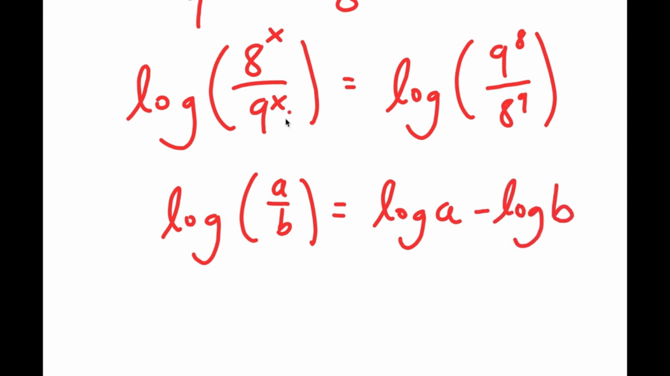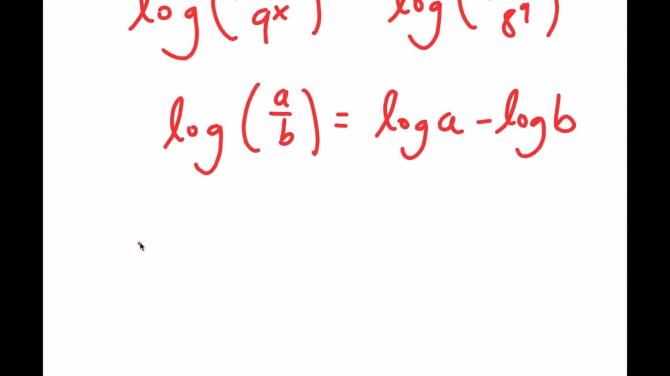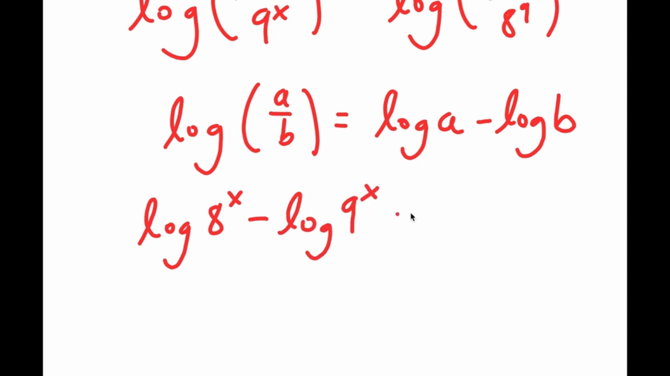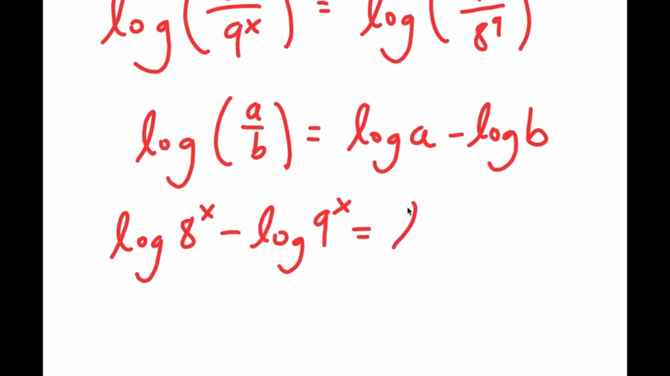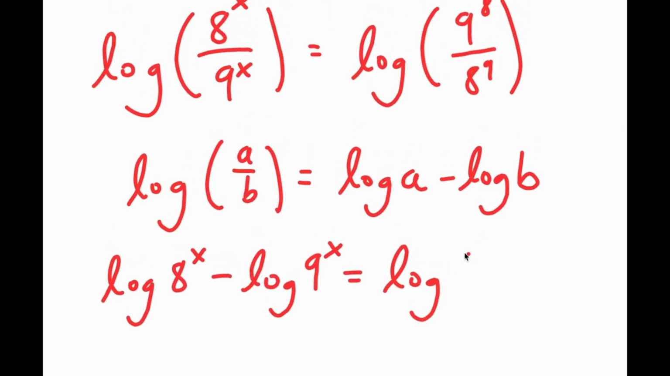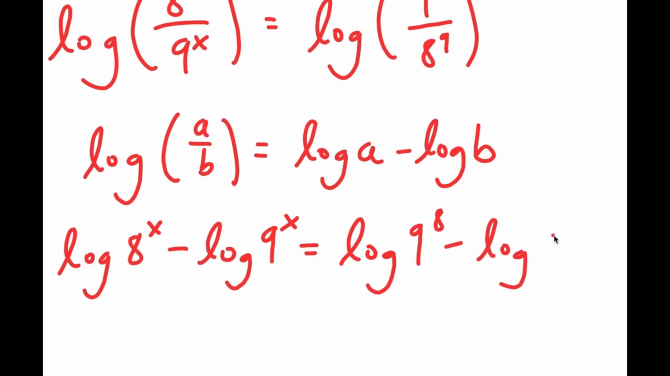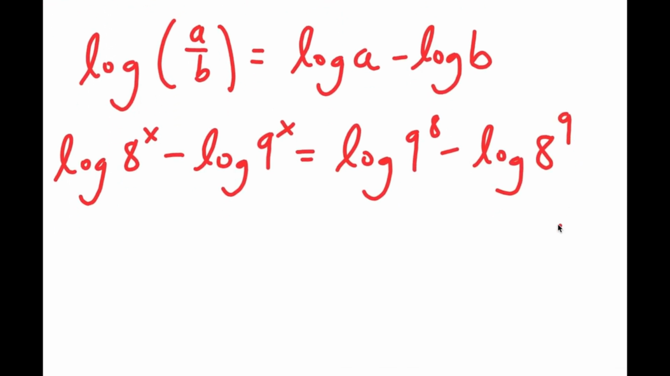So log 8 to the power of x over 9 to the power of x is going to equal log of 8 to the power of x minus log of 9 to the power of x. And I can use the same property of log 9 to the power of 8 over 8 to the power of 9 to make it equal to log 9 to the power of 8 minus log 8 to the power of 9.